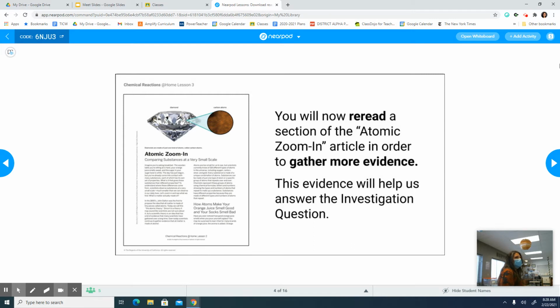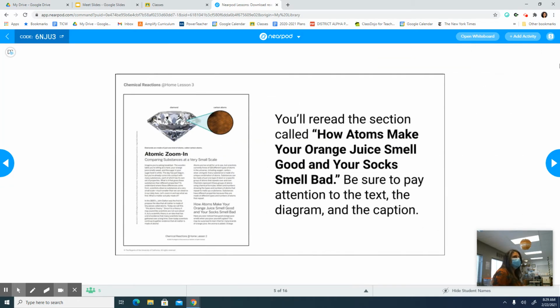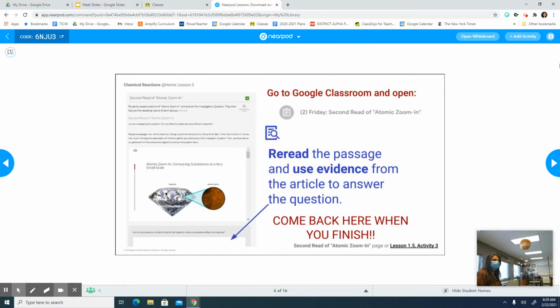Right now, this is not going to be the whole period, so you have a few minutes here. You're going to reread a section of the Atomic Zoom-In article in order to gather more evidence. The evidence is going to help you to answer the investigation question. I want you to only reread the section called How Atoms Make Your Orange Juice Smell Good and Your Socks Smell Bad. Be sure to pay attention to the text, the diagram, and the caption.